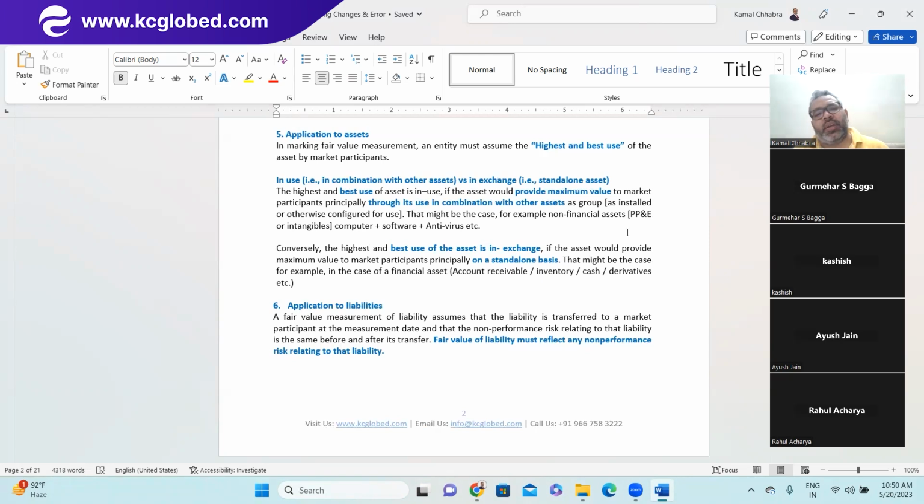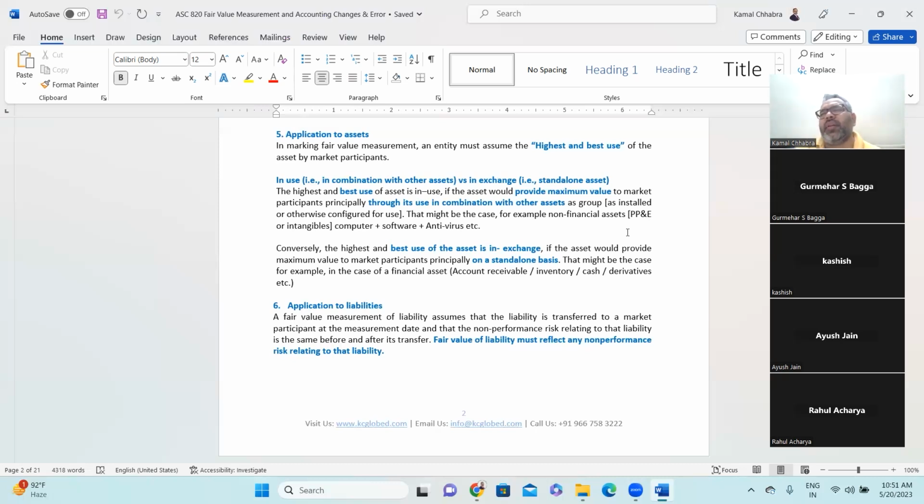So let's understand the definition. The highest and best use of an asset is in use if the asset would provide maximum value to the market participant, principally through its use in combination with other assets. So when do you use the in-use asset category? When the asset which you have purchased gives the best of its results, its best market value, when it is being used along with another asset or in combination with other assets. For example, installation or configuration, that might be the case of non-financial assets generally, like computer, software, antivirus. We have discussed the example.